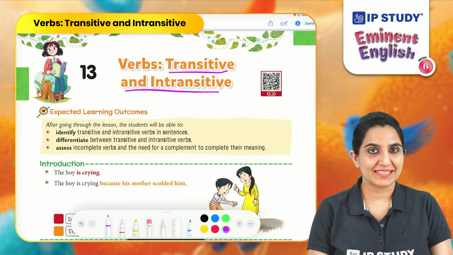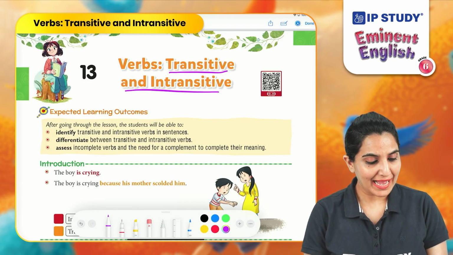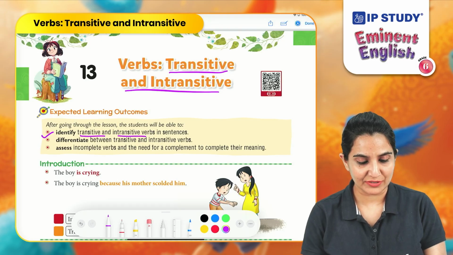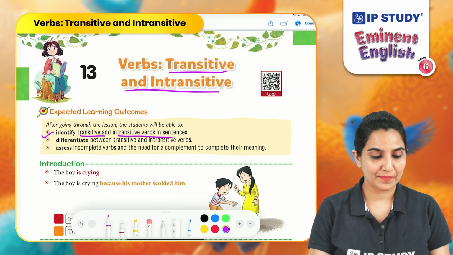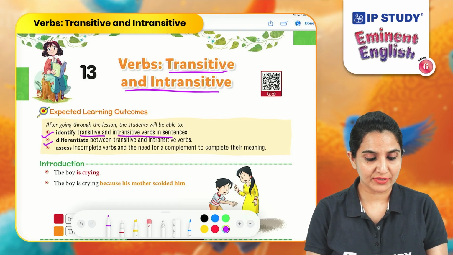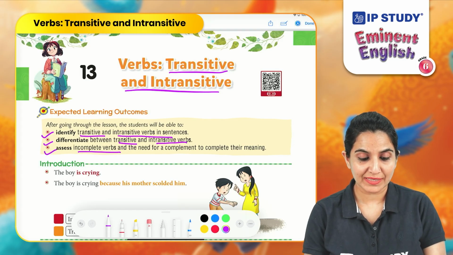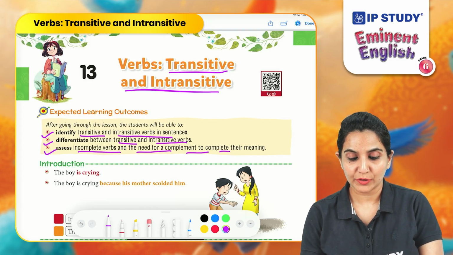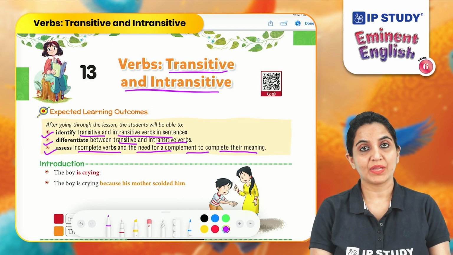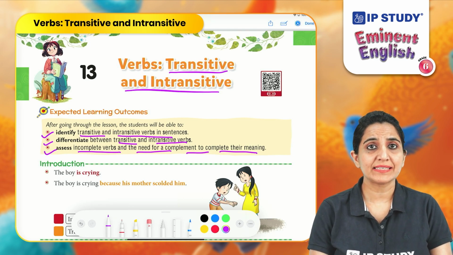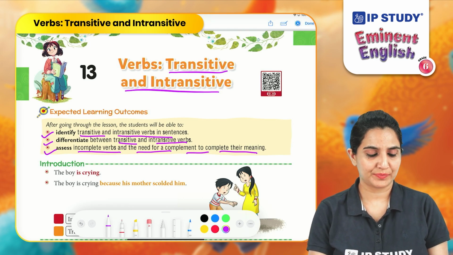Before the end of this lesson, you will be able to identify transitive and intransitive verbs in sentences, differentiate between transitive and intransitive verbs, assess incomplete verbs and the need for a complement to complete their meaning. Before we discuss further, let us study this small example.